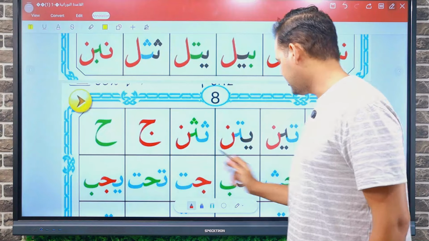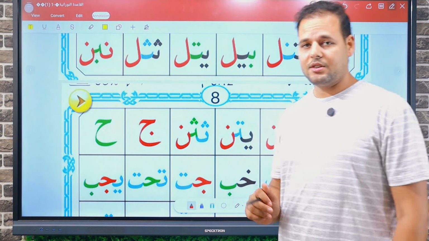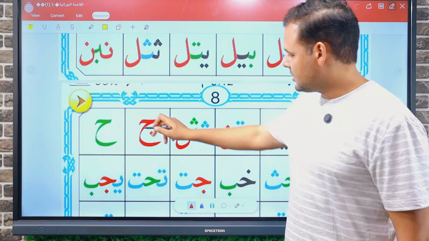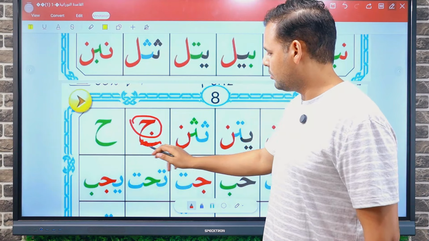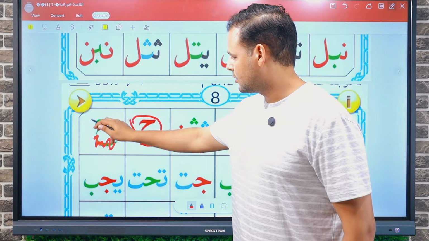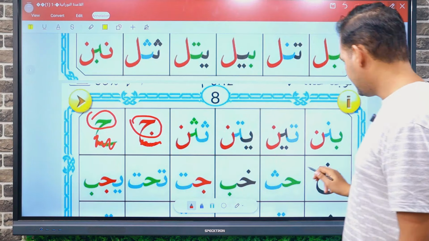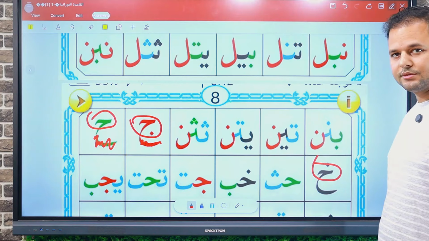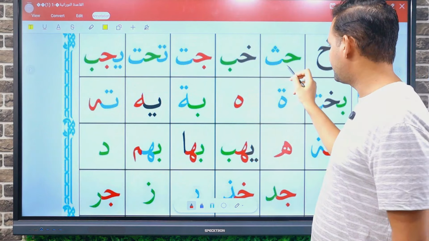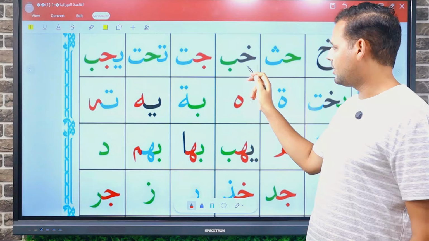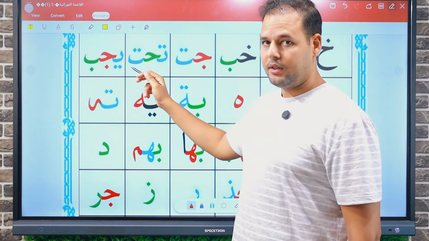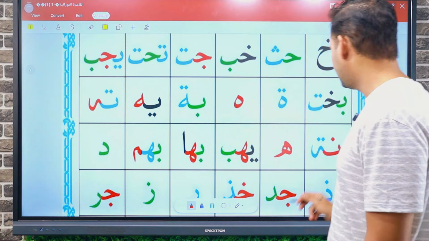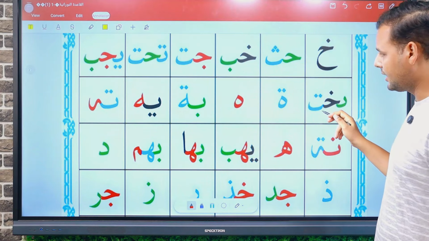Ja, ha, and kha. Now the tail is not important, means what? This is the letter. That's it. This part we will remove once it's joined. We take the tip of the letter and then we remove the rest. Okay? Now, starting from here. So that's hatha, khaba, jata, tahata, ya, jaba, and then ba, kha, ta.